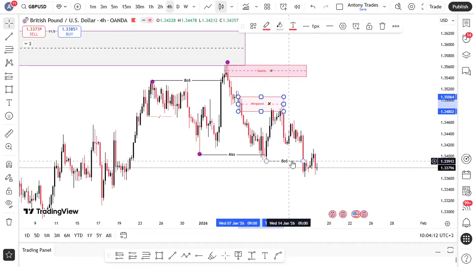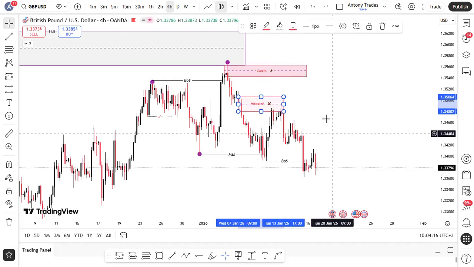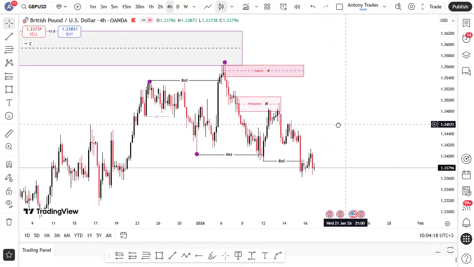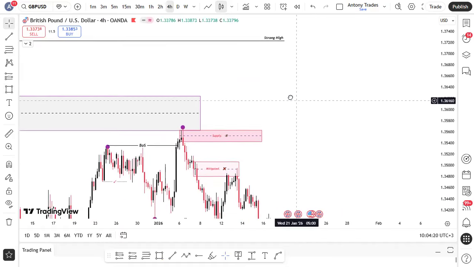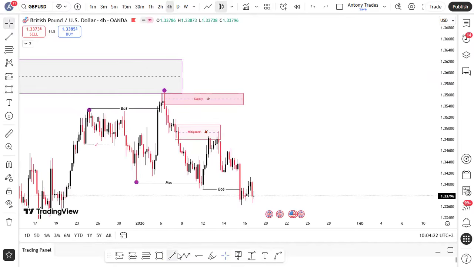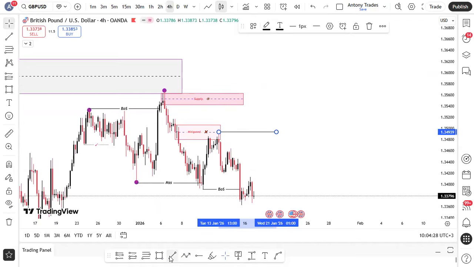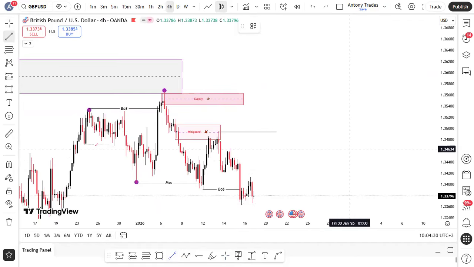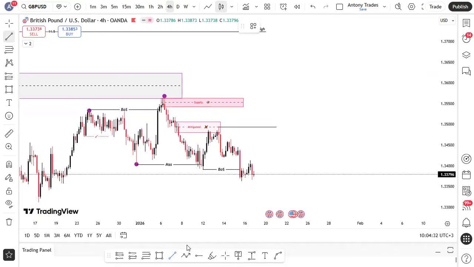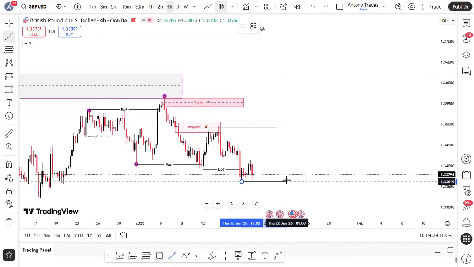Now that we are having a new structure, this is our low and this is our high. So we have a new dealing range. We have this high, we have that high, and we have this low to the downside.